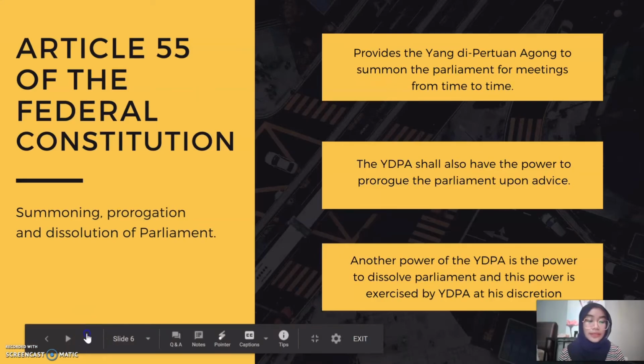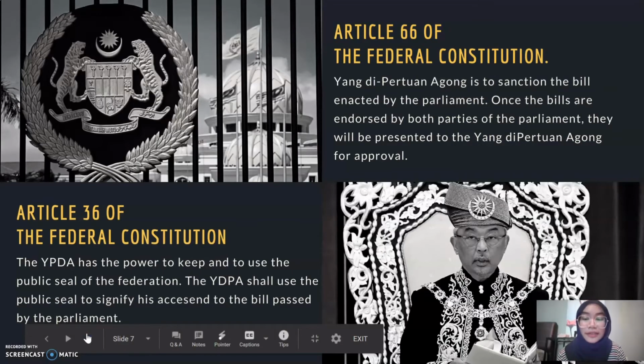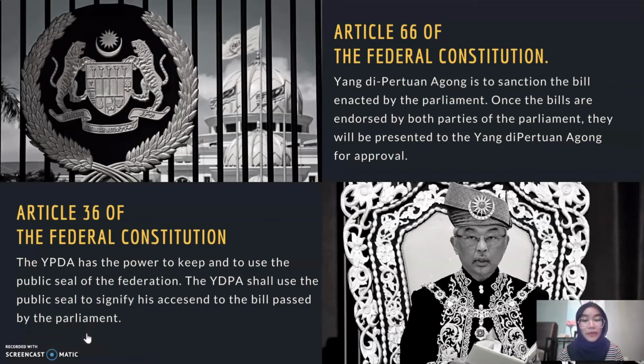Okay, next slide. The next article is Article 66 of the Federal Constitution, where the power of the YDPA is to sanction the bill that is enacted by the Parliament. Once the bills are endorsed by both Houses of the Parliament, they will be presented to the Yang di-Pertuan Agong for his approval. And then we also have Article 36 of the Federal Constitution, where the YDPA shall have the power to keep and to use the public seal of the Federation.